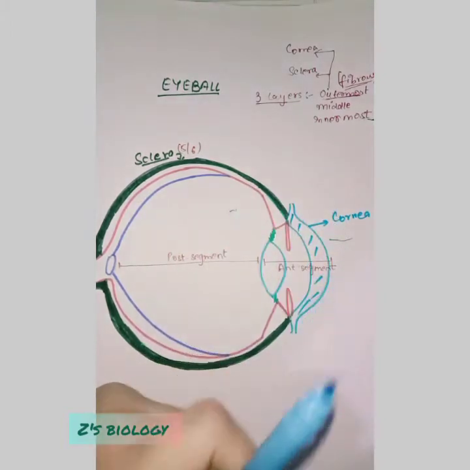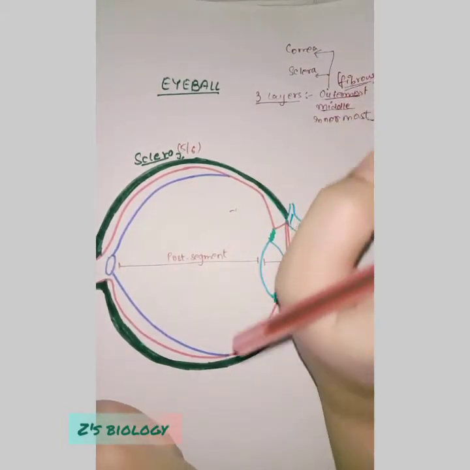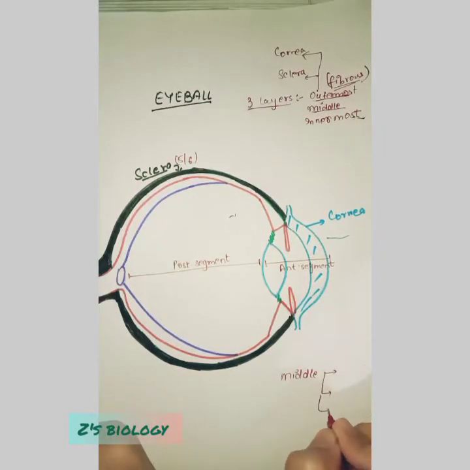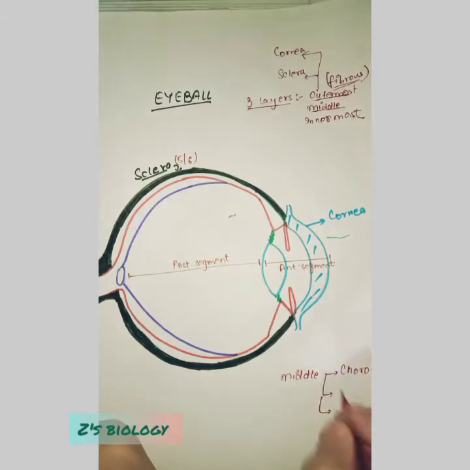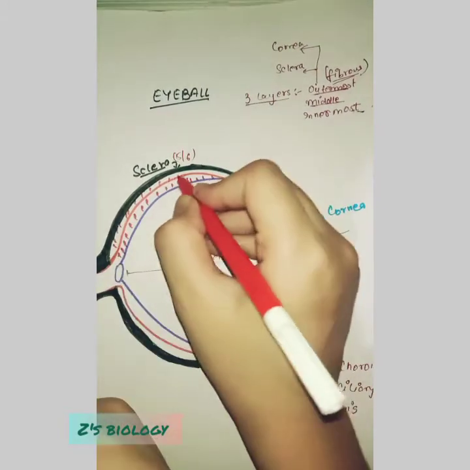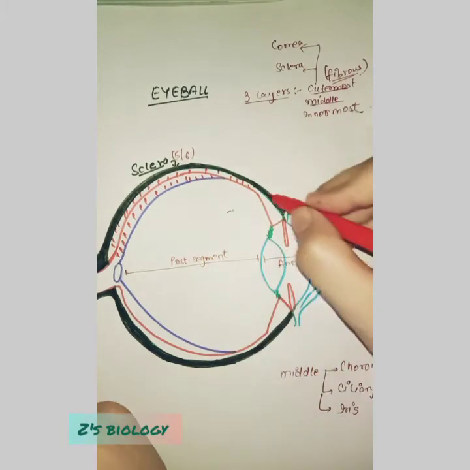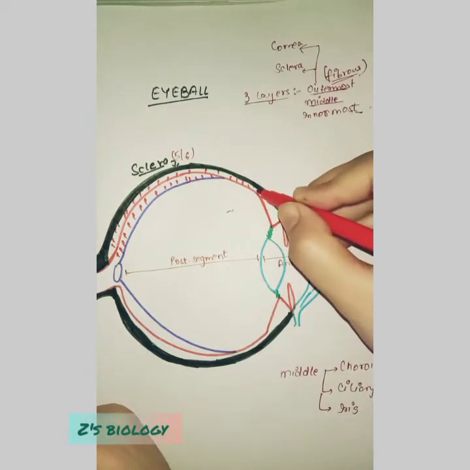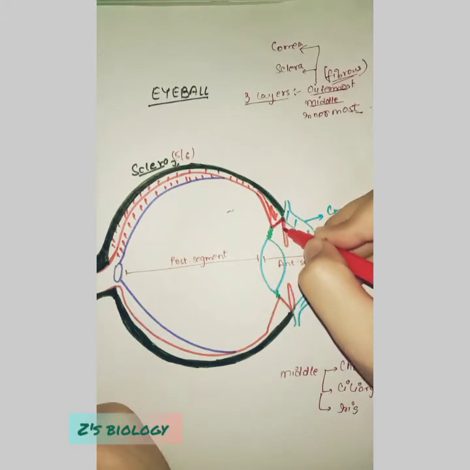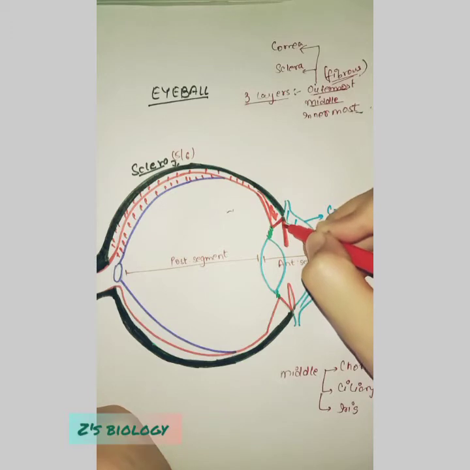Moving on to the middle layer, or middle coat, of the eyeball. The middle coat, as you can see, is made up of three parts: the choroid, the ciliary body, and the iris. The choroid, if you see in the diagram, further extends into a triangular section. This one is known as the ciliary body, and further the middle layer of the eyeball extends into a muscular diaphragm, longitudinally or vertically.